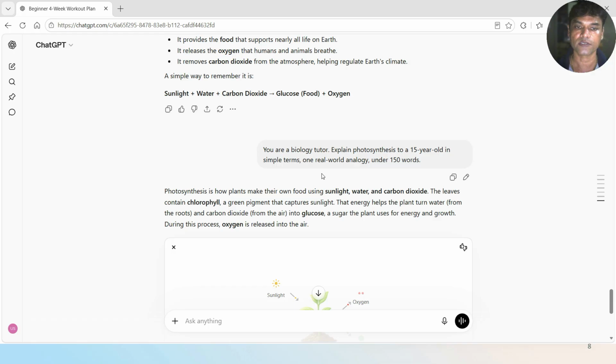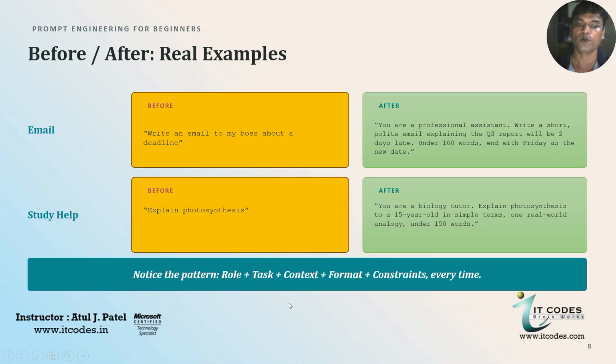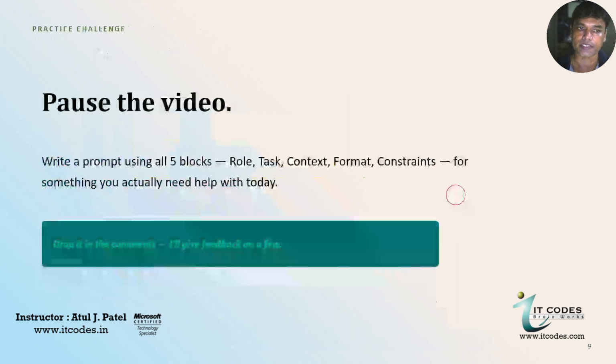So this is the practice which you have to make for writing prompts. That is, we give role, task, context, format and constraints every time we write a prompt on any AI. I am just giving examples on ChatGPT, but you can use any. There are many AIs in the market, and the prompts will be the same for each and every one. So this is known as your prompt engineering basics.